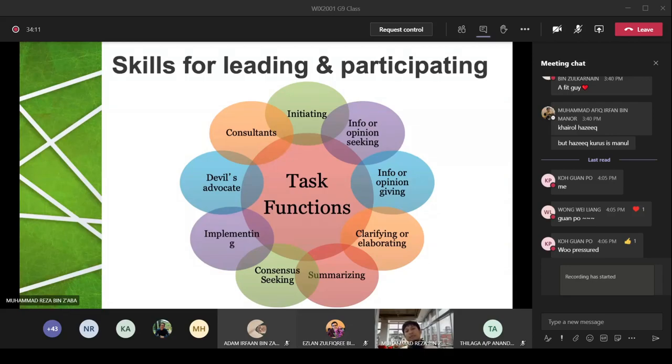Task roles basically refer to the actions of individuals that help move the project, decision, and task. So these people help to move the project. For example, initiating. If you don't start the project, then sampai kiamat, maybe the project will not start. So somebody needs to initiate the project. So what are you going to do? When are you going to do it? That's initiating. So when are you going to meet? Online.